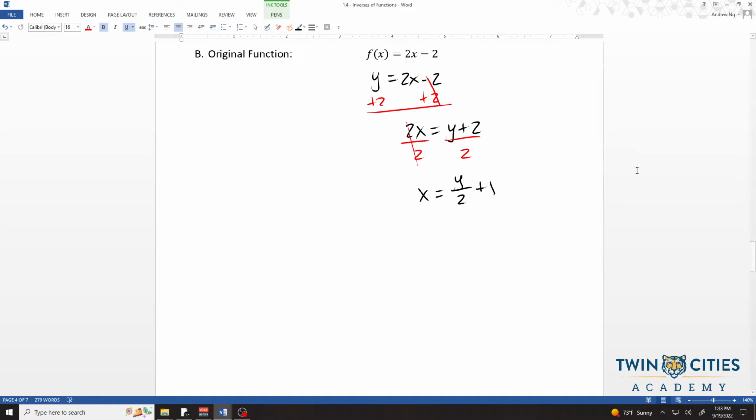Okay, then step 3. I'm going to swap the x and the y. So now this becomes y. This y over here becomes x. And I'll get y equals x over 2 plus 1. And then let's change this back to function notation. F inverse of x, to show that this is the inverse of my original function f, is equal to x over 2 plus 1.